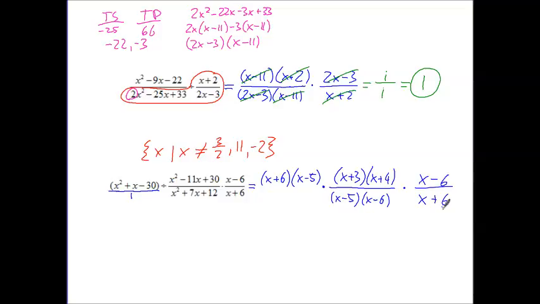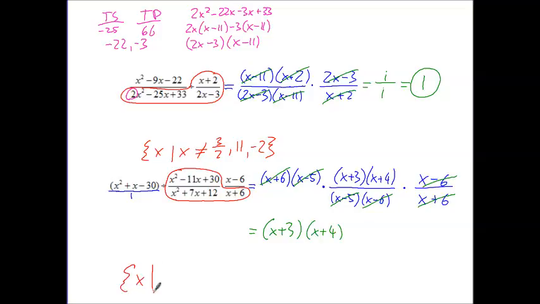And again, lots of stuff to simplify. We have x plus 6 that can be simplified, x minus 5, and x minus 6. And we are left with x plus 3 times x plus 4. Now, let's look at our domain restrictions. Domain restrictions, again, we have to look for in this entire fraction, but also in the denominator of the last fraction.